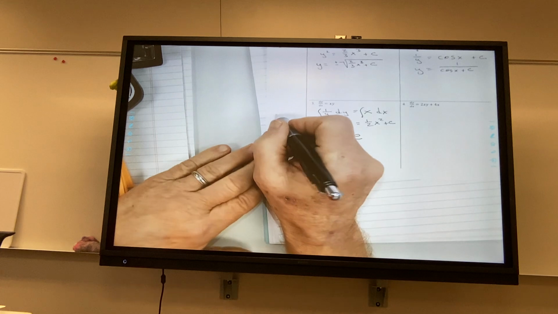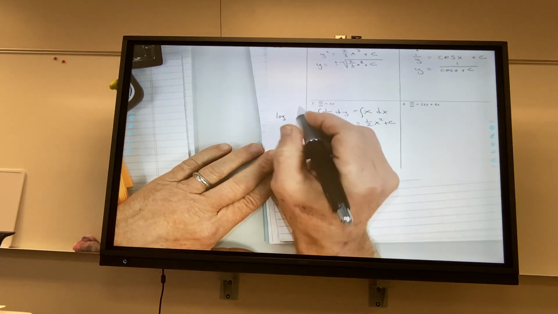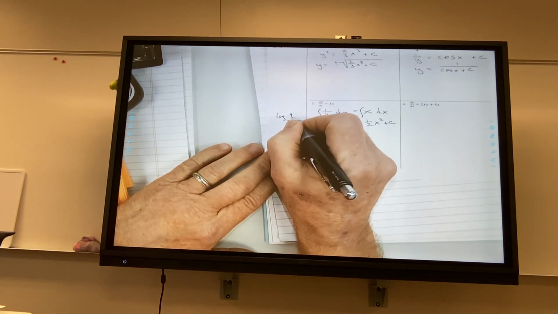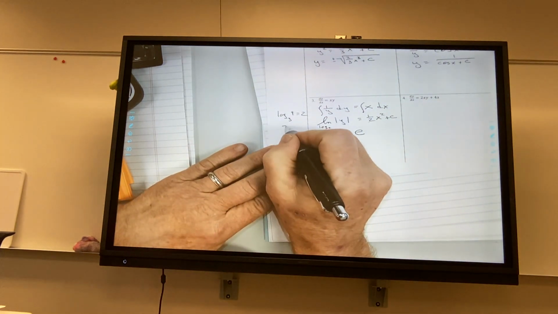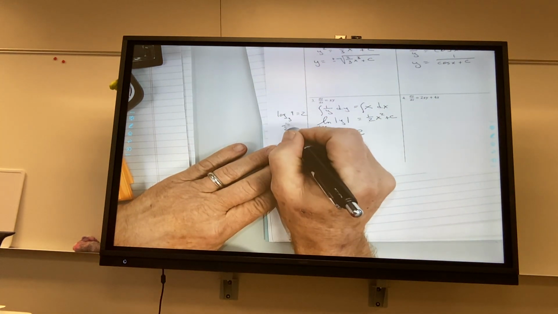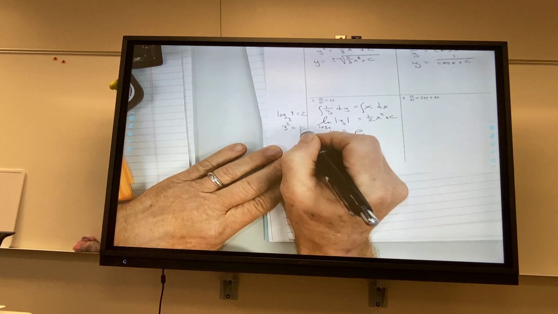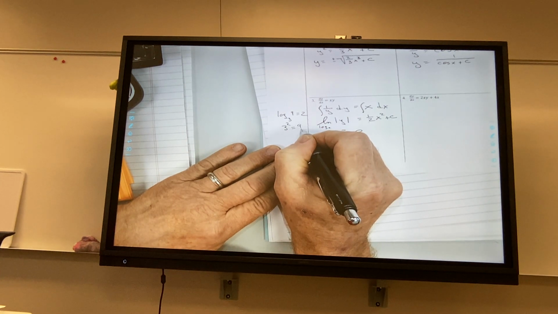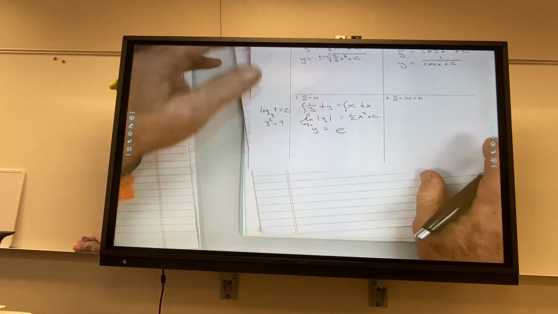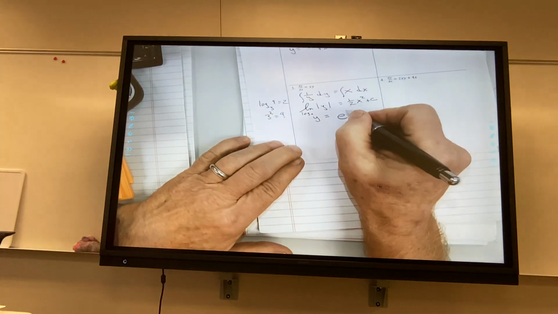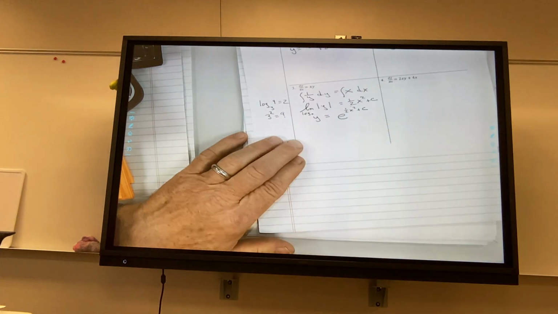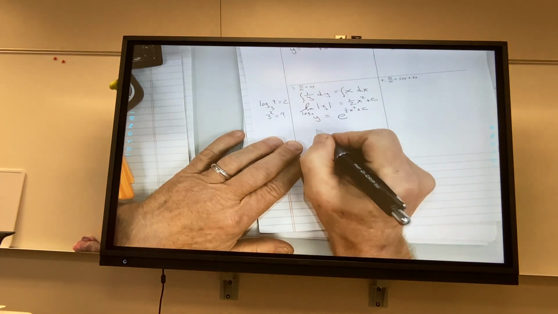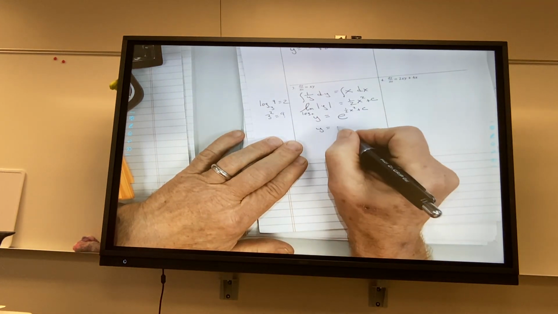Let me review. Let's say I had log base 3 of 9 equals 2. That means 3 is my base, 2 is my exponent, 9 is my answer, right? So it would be like the whole 1 half x squared plus c. 1 half x squared plus c. Perfect. Okay. So that's the same as this. Would you agree, Lucy?